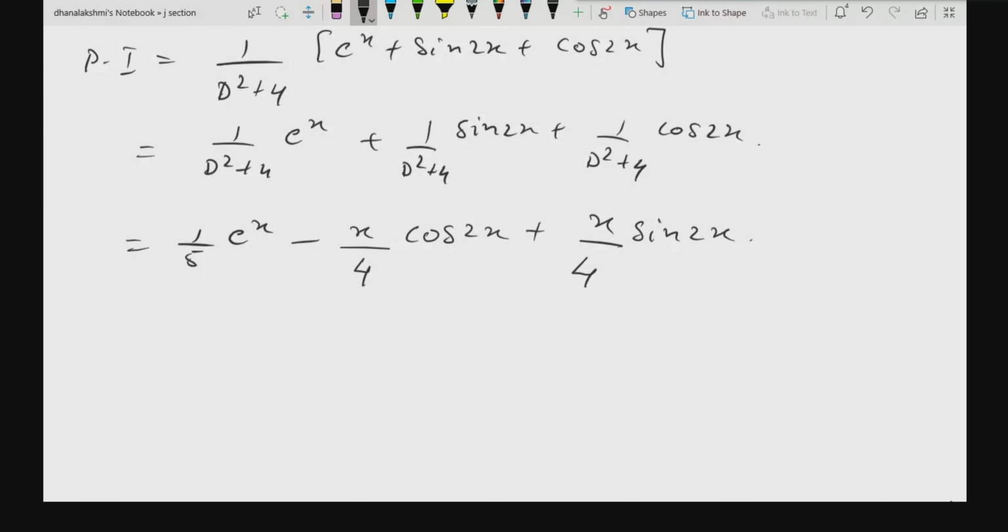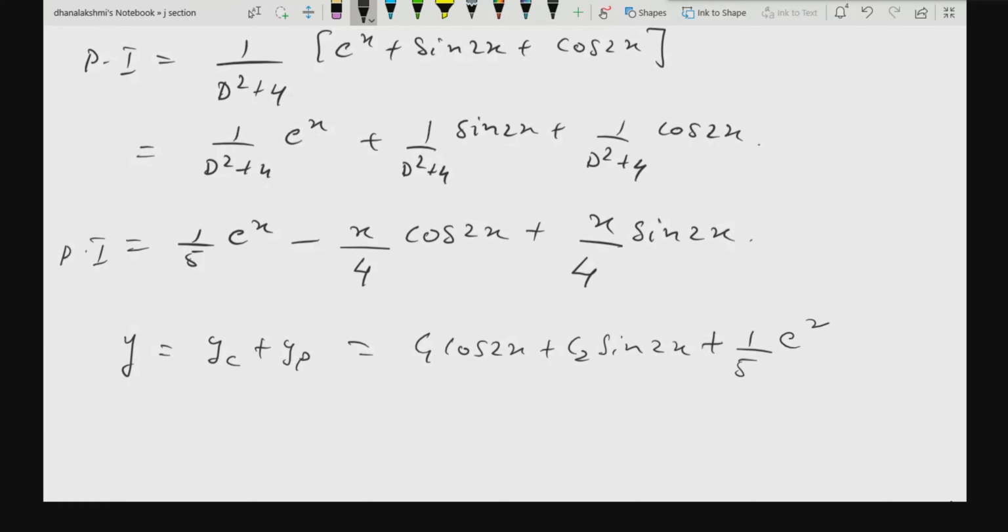Understood? Yes, ma'am. But this is just your particular integral, yet we are not done. As I said, y needs to be written as yc plus yp. Give the heading: the general solution for the given question is yc plus yp. Yc is C1 cos 2x plus C2 sin 2x, plus the particular integral, which is 1 by 5 e to the power x minus x by 4 cos 2x plus x by 4 sin 2x. This is your required solution.